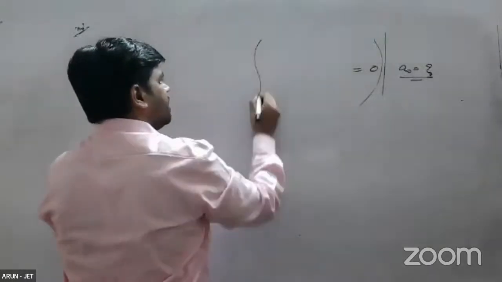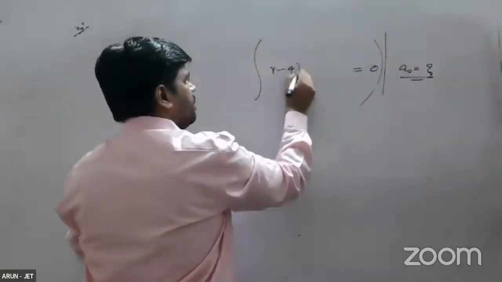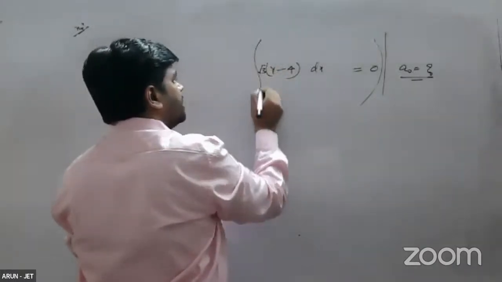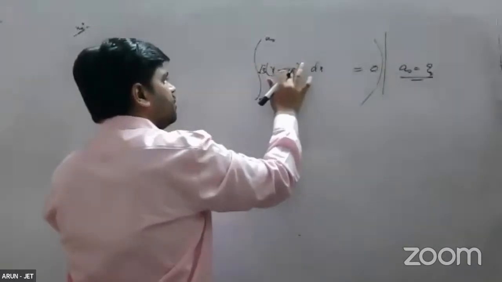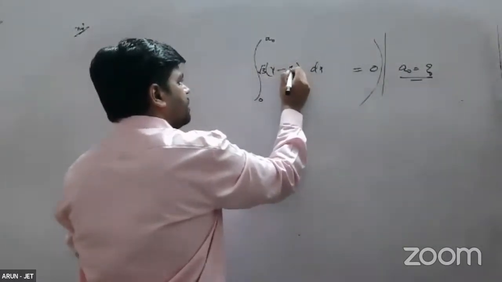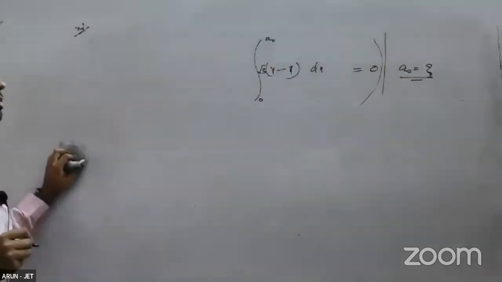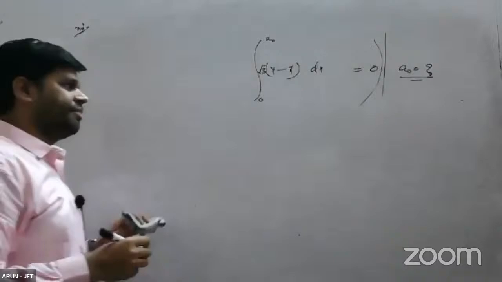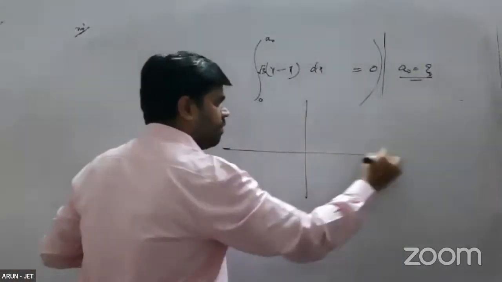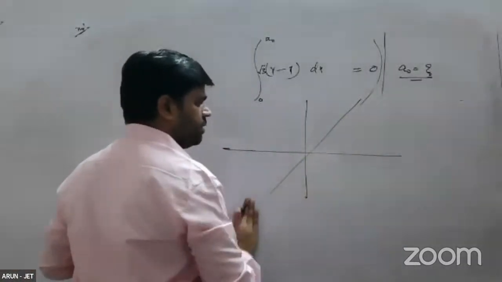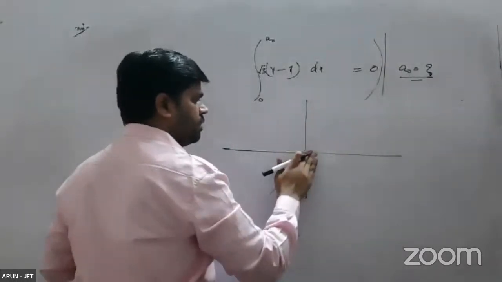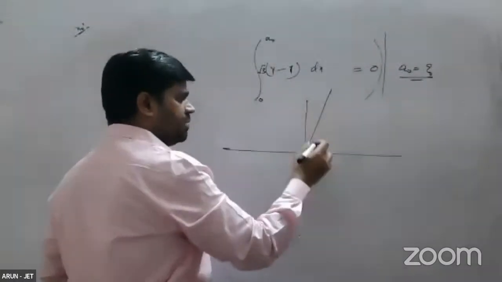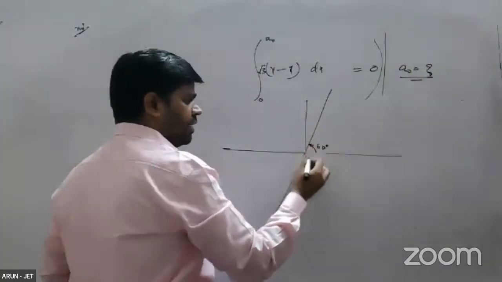Okay, let's say I give you this one. Integral of root 3 into x minus 4 dx, or root 3 into x minus 1 dx, from 0 to a naught. Now what do I do? I want to find a naught. Same thing, I plot the graph. This is x. This is root 3x. Right? Because angle should be 60 degrees. Slope is root 3, no? Angle is 60.